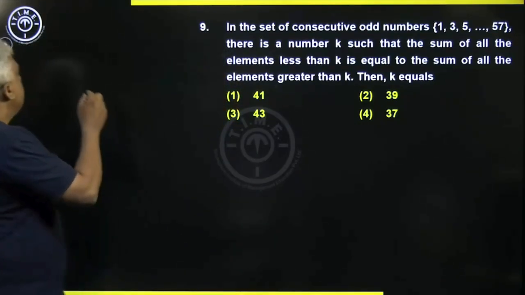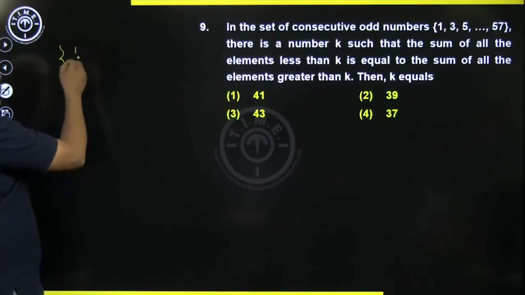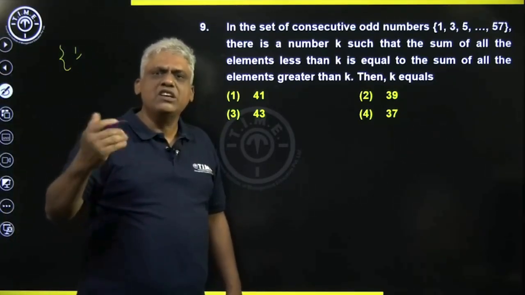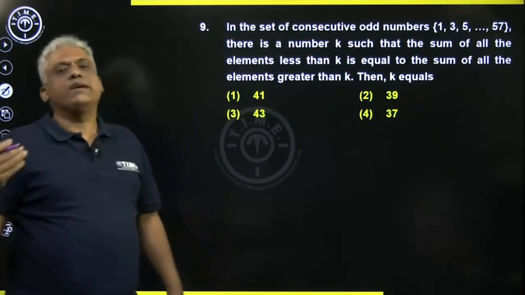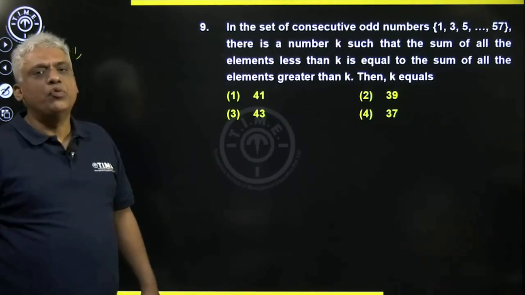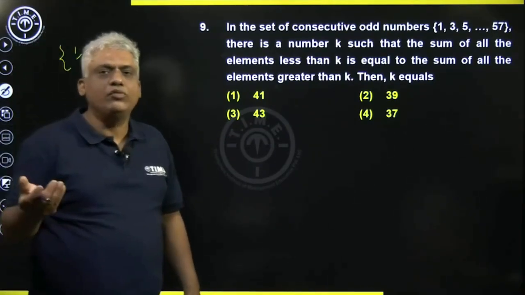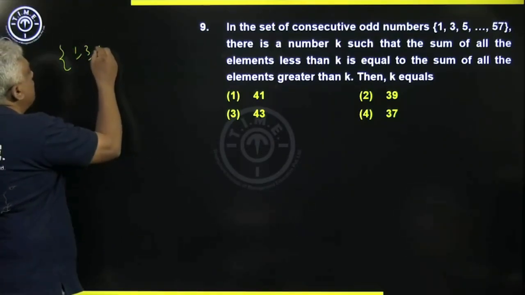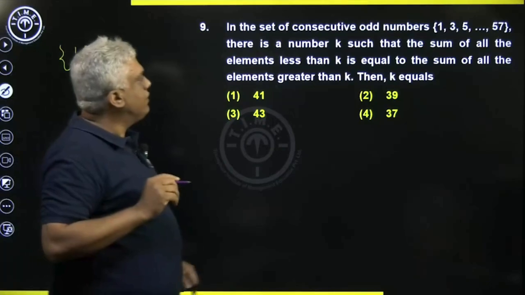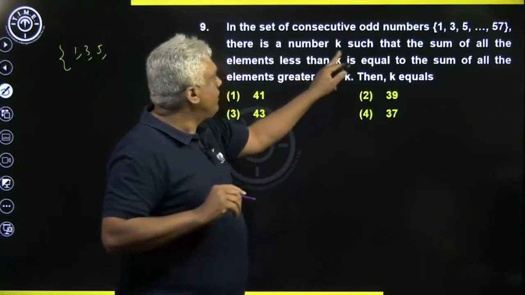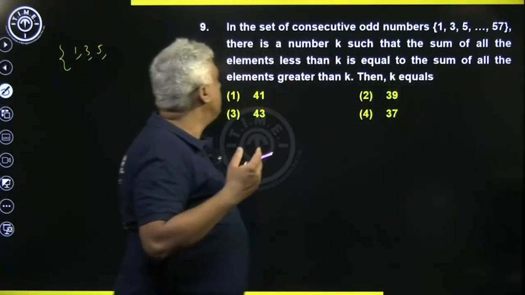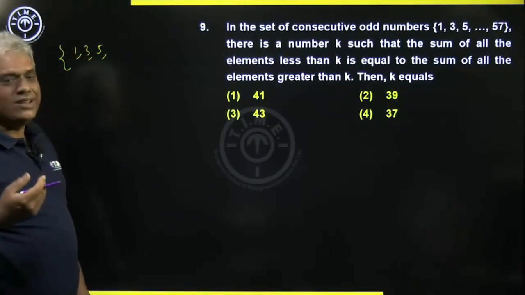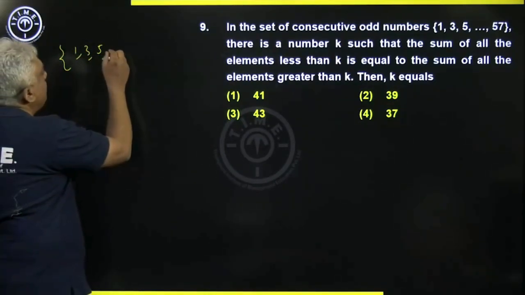Now you see, in this set 1 is the first odd number. The first even number is 2 into 1, 2, so the first odd number is just before that. Similarly, the second even number is 2 into 2, 4, but the second odd number will be just before that, so it will be 2 into 2 minus 1, 3. This is the second odd number, this is the third odd number, and they are saying that there is a number k such that the sum of all the numbers less than k is equal to the sum of all the elements greater than k.